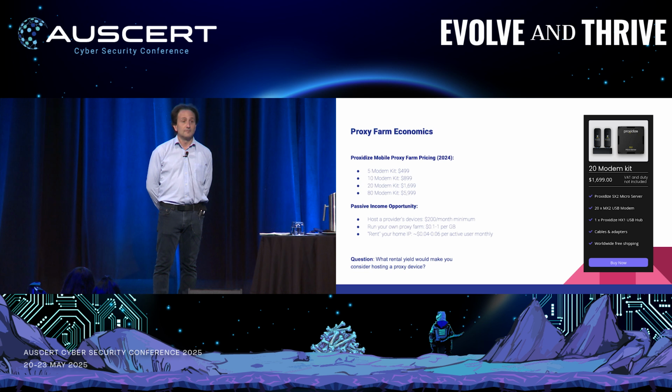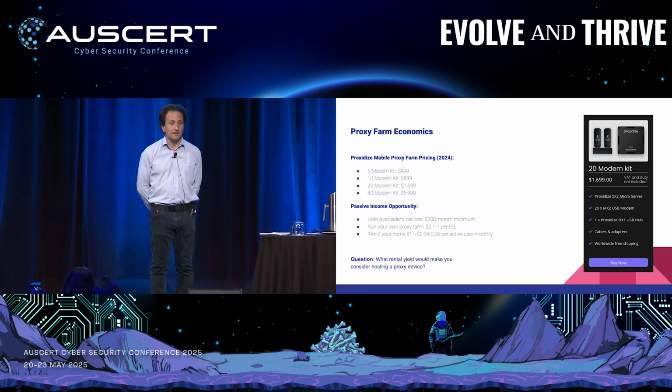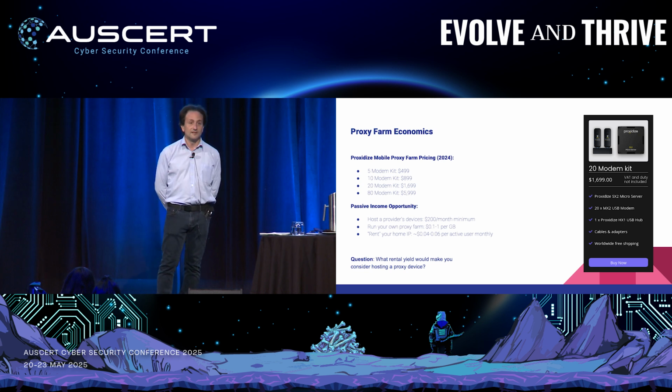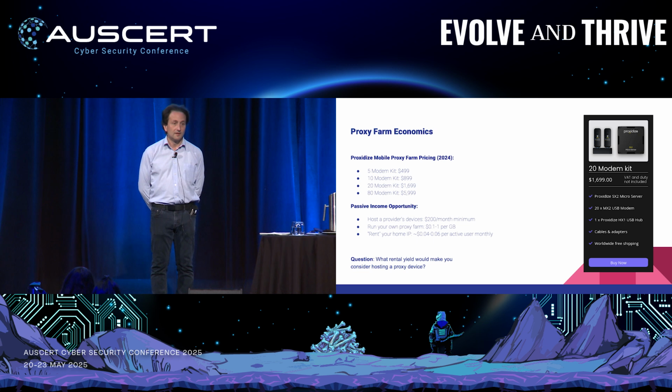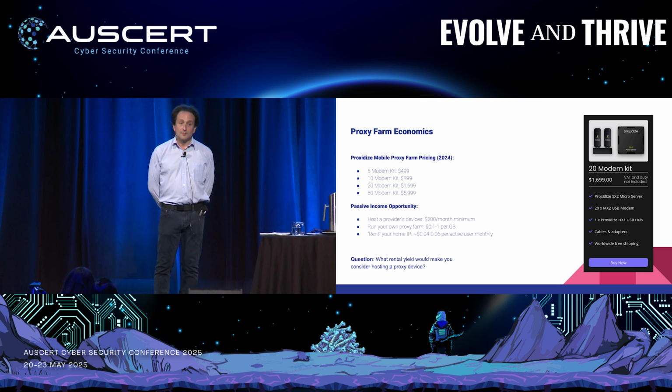Maybe you would like to make some money by renting out your home IP. Well, one company called Proxidize sells the equipment. They will ship it to your door. There is a 20 modem pack, complete with software. All you need to do is supply the SIM cards. They're claiming that you can have an income stream of around $200 a month, guaranteed.